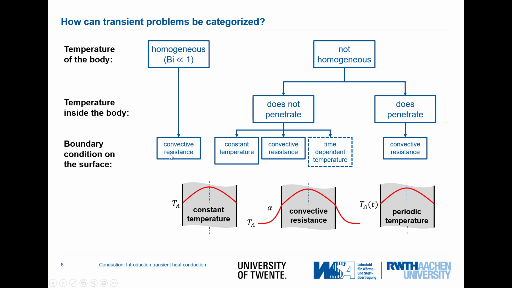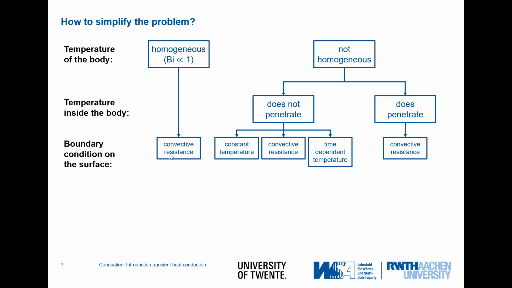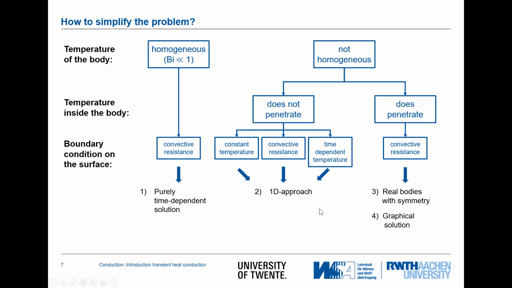So we have different cases that we would like to go through in the next few videos. And in this video, we will look at the first part here, where, because the spatial dependencies are not given, the temperature is homogeneous, and we obtain a purely time-dependent solution of the problem. Now, that will be for the next lecture, where we look at a one-dimensional approach, and then the third lecture will look at the case where heat has fully penetrated in the object or has penetrated in the center of the object, and this we will do on symmetric bodies, and we will look at a graphical solution for that.